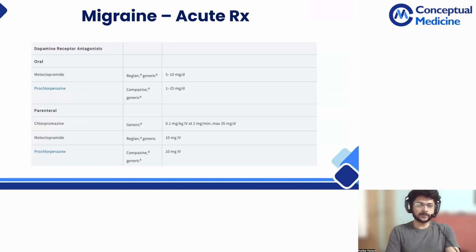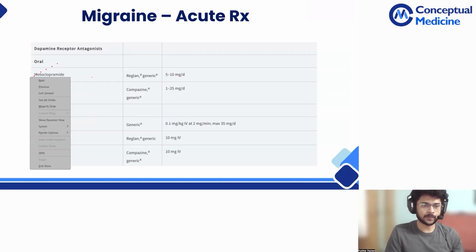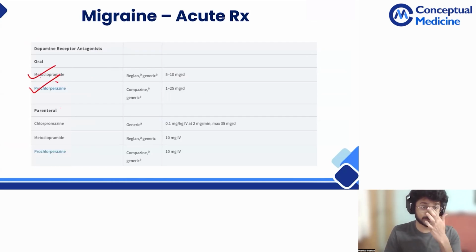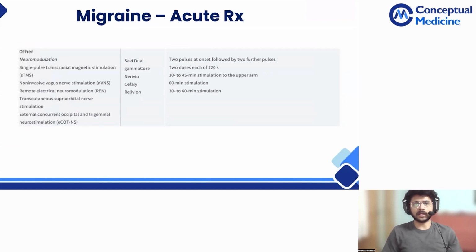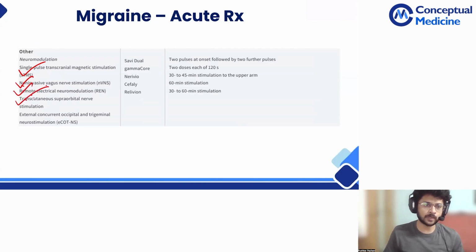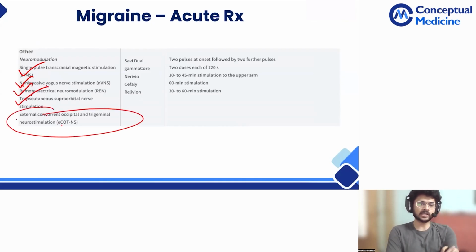Next, you have your dopamine receptor antagonists. So we have oral medications like metoclopramide and prochlorperazine. Parenteral ones are your chlorpromazine, metoclopramide, and prochlorperazine. And other things are your neuromodulating agents. So we have transcranial magnetic stimulation, non-invasive vagal nerve stimulation, remote electrical neuromodulation, transcutaneous supraorbital nerve stimulation, and very recently your ECOT-NS, that is external concurrent occipital and trigeminal neurostimulation.